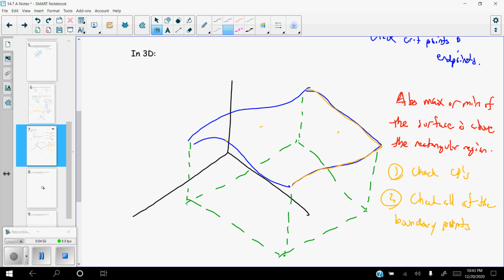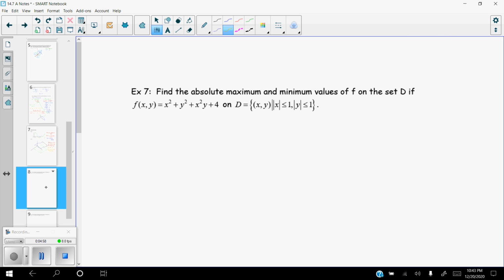So let's go ahead and start an example. We want to find the absolute max and absolute minimum values of f on the set D, where D is going to be the projected domain, if f of xy is x squared plus y squared plus x squared y plus 4. Our domain is given to us as the absolute value of x is less than 1 and the absolute value of y is less than 1. I should say less than or equal to 1.